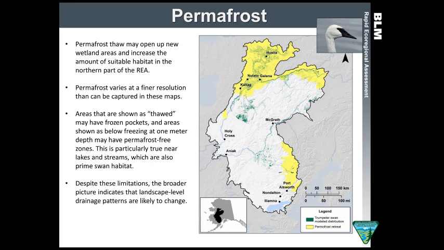However, this comes back to those uncertainties again. Permafrost varies at finer scale resolution than captured in these maps, obviously. Areas that are shown as thawed may have frozen pockets, and areas shown as below freezing at 1 meter depth may have permanent permafrost-free zones, and this is particularly true near streams, which are also prime habitat for swans. Despite these limitations, I think the broader picture indicates that landscape level drainage patterns are likely to change, especially in the north, which could have implications for opening up habitat for swans and other water body-related species, or other wetlands-related species.